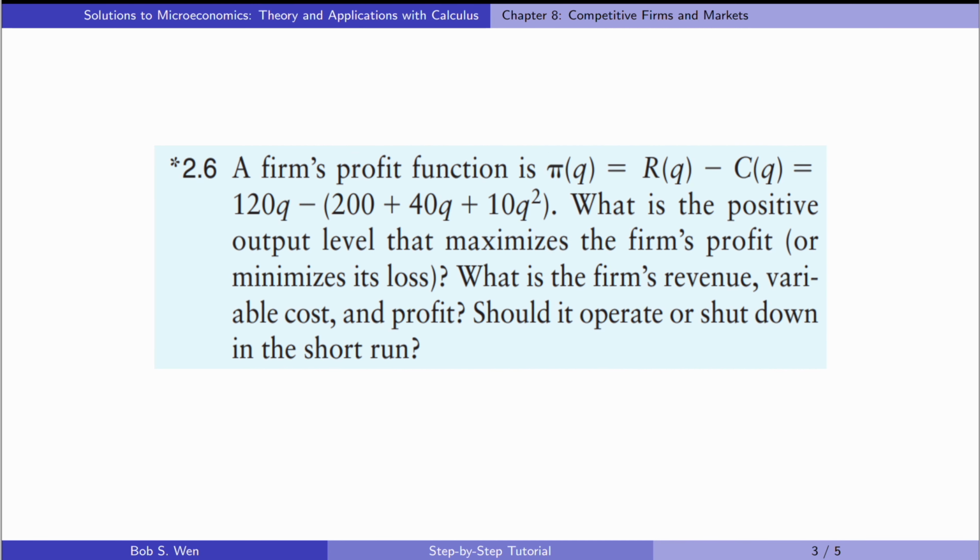Let's try exercise 2.6. A firm's profit function is as follows. What is the positive output level that maximizes the firm's profit or minimizes its loss? What is the firm's revenue, variable cost, and profit? Should it operate or shut down in the short run?